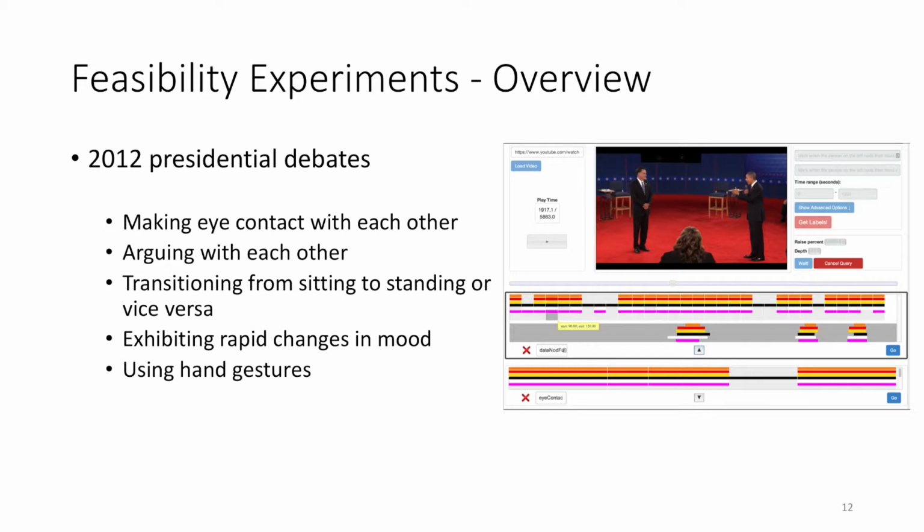Glance coded for 5 different types of behavioral events. Workers were asked to mark the spans of time when the candidates were making eye contact with each other, arguing with each other, transitioning from sitting to standing or vice versa, exhibiting rapid changes in mood, and using hand gestures.